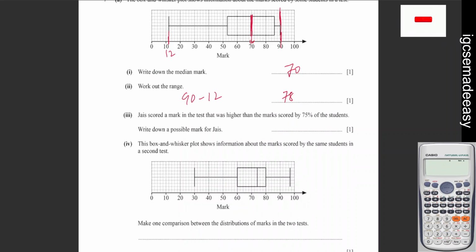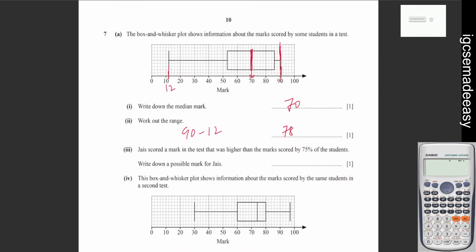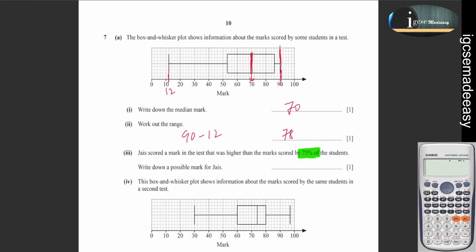Part 3. Jay scored a mark that was higher than the marks scored by 75% of students. Actually 75% is termed as the upper quartile, right? So that is actually this one. This one is the upper quartile and this one will be the lower quartile. So 75%, wait, let me erase all the parts over here. So 75% is this one, and that value is actually 86, right?